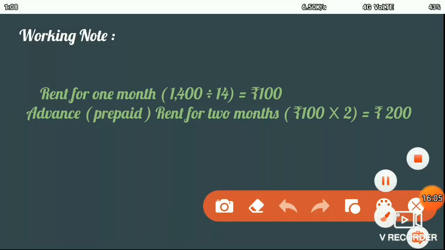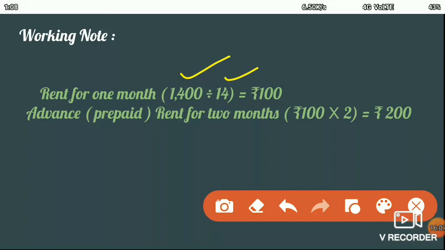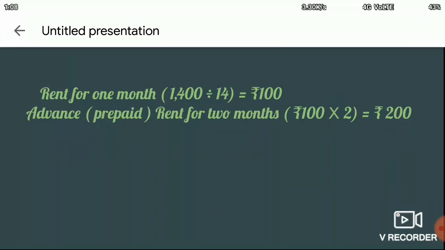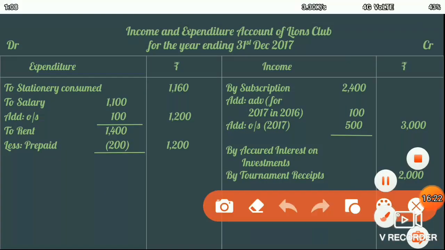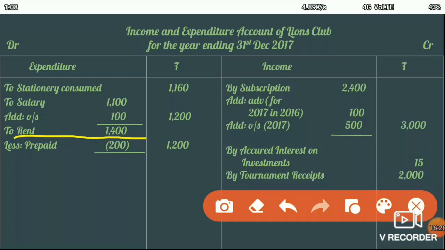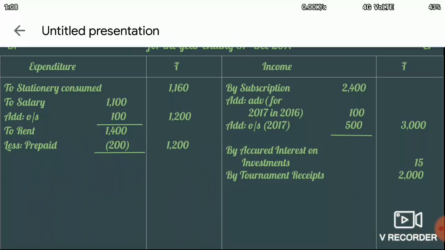First of all, we'll calculate the rent of 1 month, that is the total rent paid divided by the number of months for which the rent was paid. So we get 1 month's rent, which is 100 rupees. So the advance rent of 2 months is 200 rupees. So we will remove this 200. So we write to rent from the receipts and payments account. The actual rent paid in cash is 1400. So less prepaid 200. So 12 months rent is 1200.